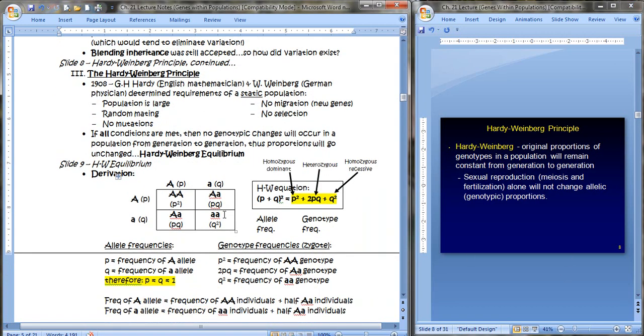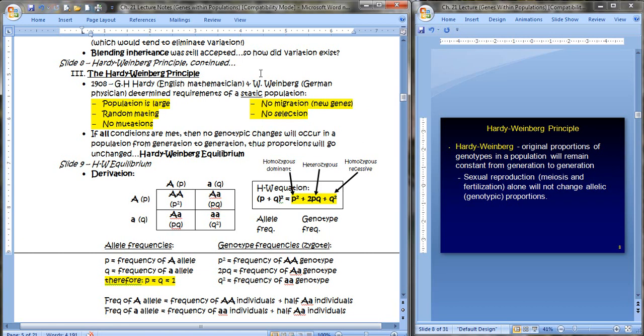Well, in comes the Hardy-Weinberg principle. Now, this is after we learned about some genetics. Hardy was an English mathematician and Weinberg a German physician, and they basically determined the requirements of a static population. So this is very important, the static population. What that means is this is a population that's not changing. Because if you know about a population that's not changing, then you can observe some of these factors that are not true and talk about a population that might in fact be evolving.